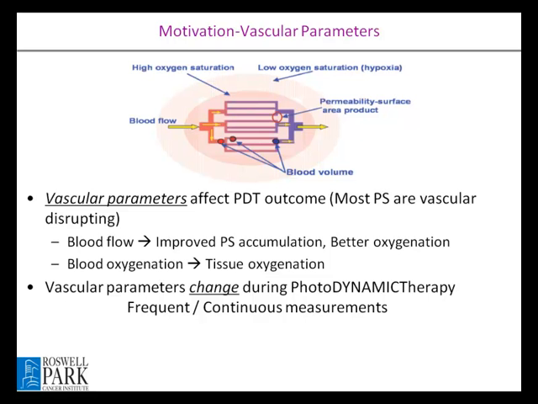These vascular parameters also change during therapy. PDT is a very dynamic therapy, and it destroys the vasculature. Most of the photosensitizers are vascular disrupting agents. So it affects the vasculature, it affects the blood flow, and it affects the blood oxygenation. So basically all are linked together.